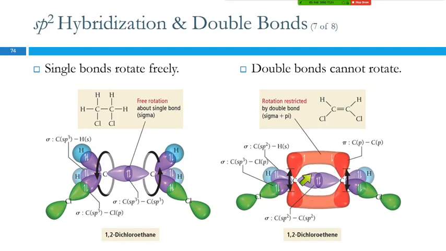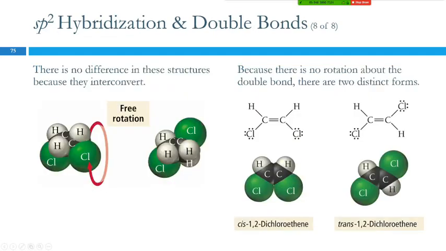And we observe that experimentally because there are two different kinds of molecules from that compound. So this is the same two compounds. Here's with the single bond, we've got free rotation. These are the space-filling models. And here's the double bond. The double bond, these can't rotate, and so we get two distinct forms. One where the chlorines are on the same side of the carbon bond, and one where the chlorines are on the opposite side.